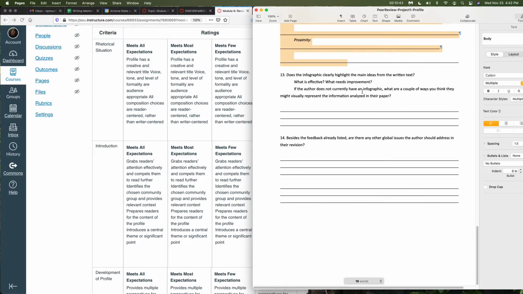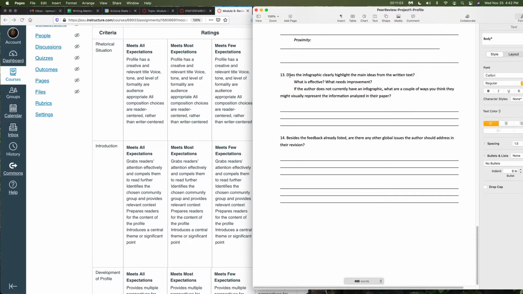Question 13. Does the infographic clearly highlight the main ideas from the written text? What is effective? What needs improvement? If there's not an infographic, what are a couple of ways you think they might visually represent the information analyzed in this paper?